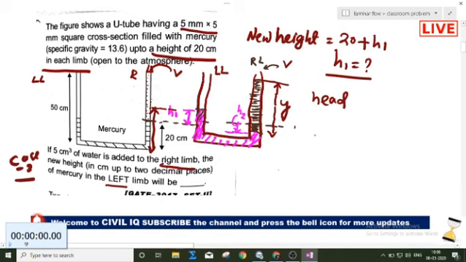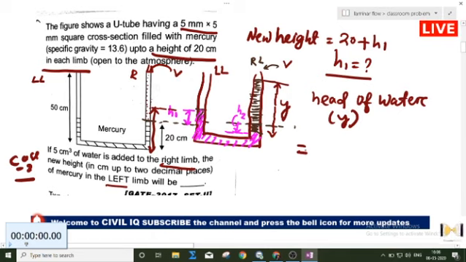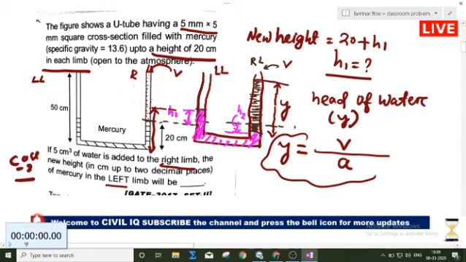So this head of water in the right limb, y, will be equal to, are you able to hear this, is the voice audible to all of you? Okay, so this head of water y will be what? This is equal to the volume of water added divided by the cross sectional area of the manometer, the cross sectional area of the U-tube manometer A. This is my y.